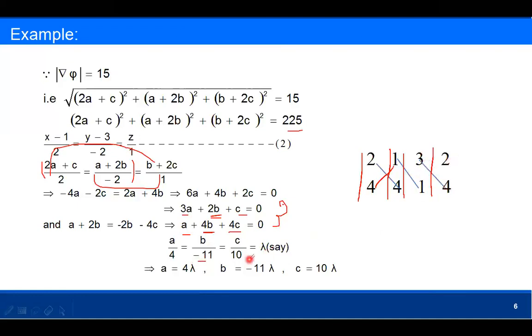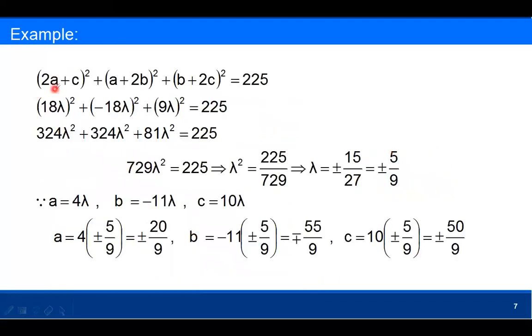Suppose we consider these three ratios equal to some parameter lambda. So from this we will get a equal to 4 lambda, b equal to minus 11 lambda, c equal to 10 lambda. Now we have to substitute this a value, b value, c value in this equation and we will get the value of lambda. After getting the value of lambda, we have to resubstitute the lambda value in these equations. Automatically we will get the values of a, b, c. So substitute in this, a equal to 4 lambda, b equal to minus 11 lambda, c equal to 10 lambda.